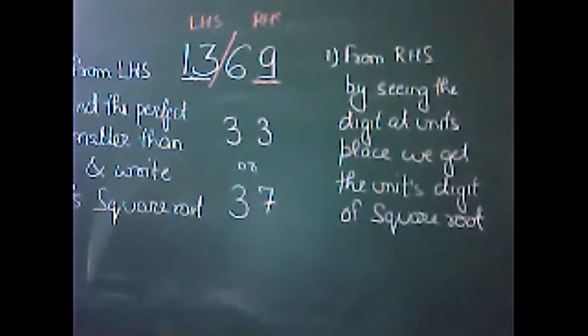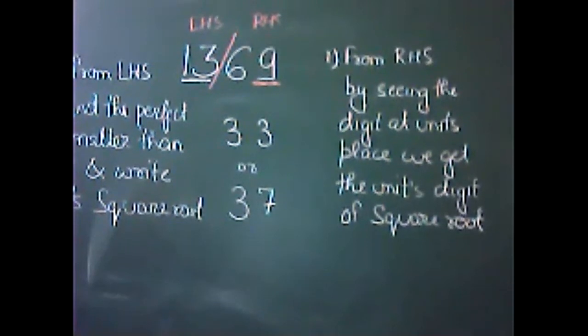But isn't 6 also smaller than 13? But 6 is not a perfect square. Okay, I get it. Wait, 6 is not a perfect square?